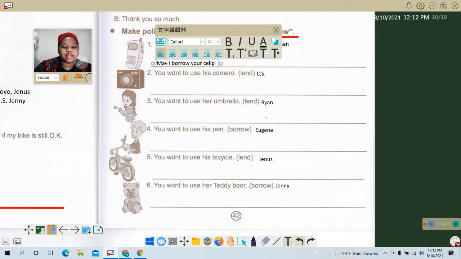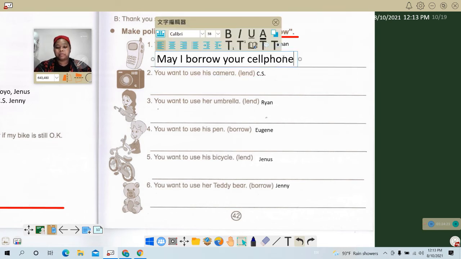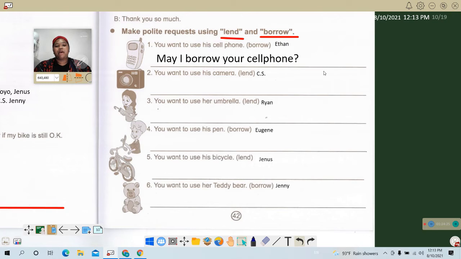Again, don't write. This is your homework. So cell phone, one word. Sorry, I need to change that to a question mark. Give me a sec. Okay. May I borrow your cell phone?